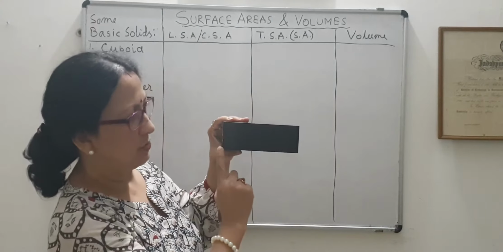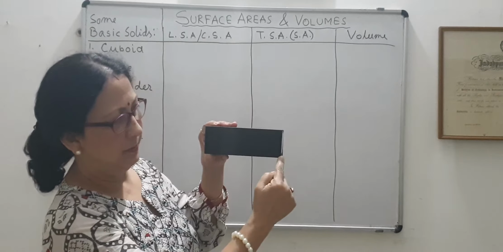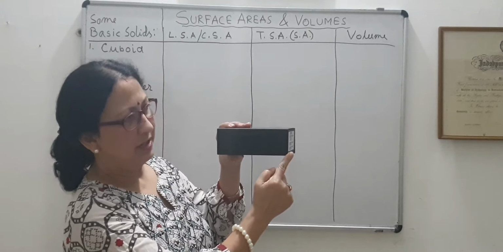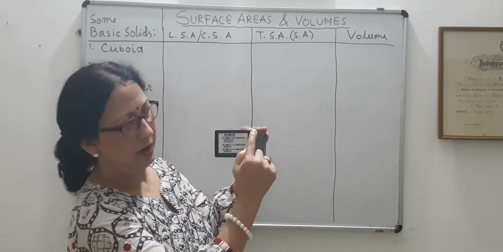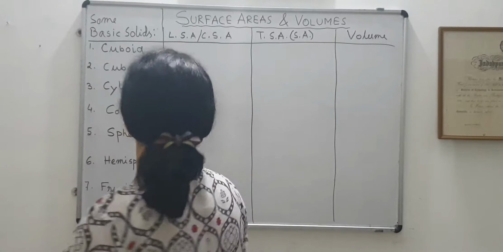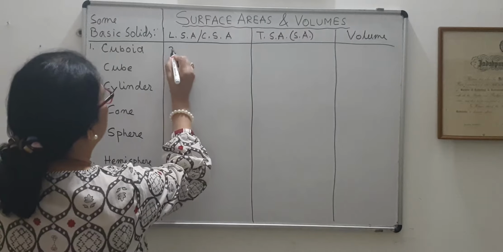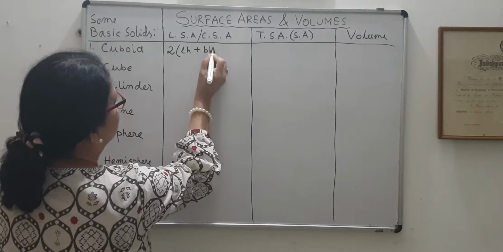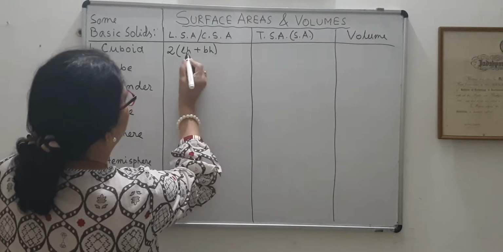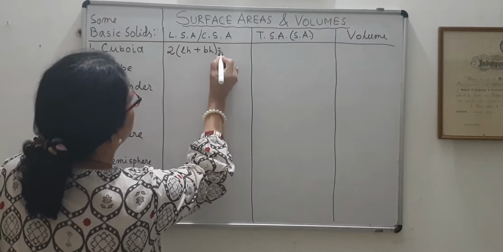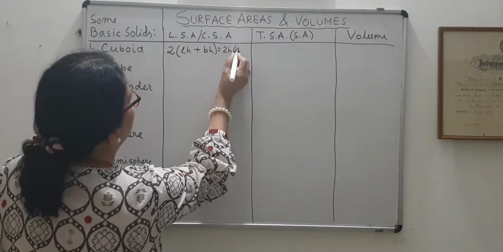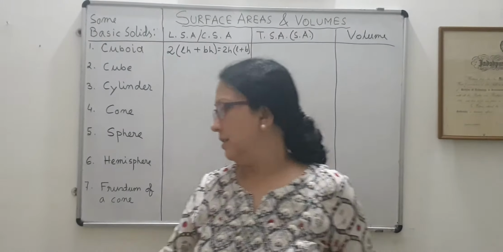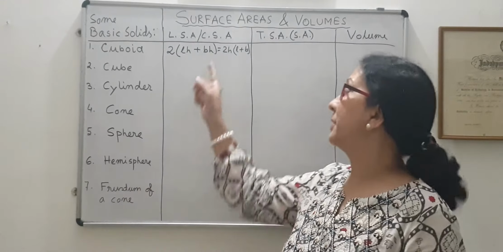So what is this area? As you see, length into height. This is your height, so length into height plus breadth into height. In this way we can remember. So the lateral surface area of a cuboid will be twice of length into height plus breadth into height. Or we can simplify, if I take h common, we can write 2h(l + b). So it is very easy. If we can visualize this, we can very easily remember the formula correctly.